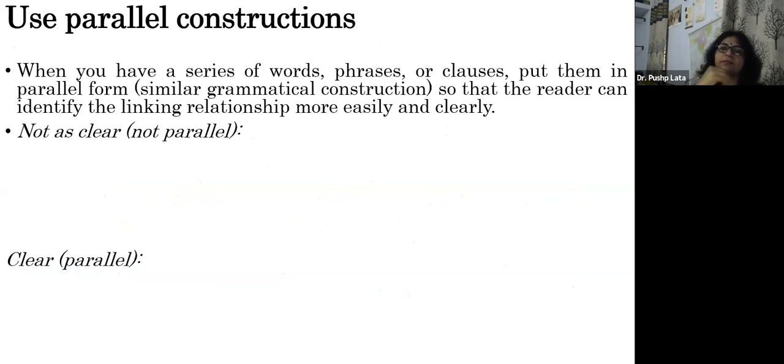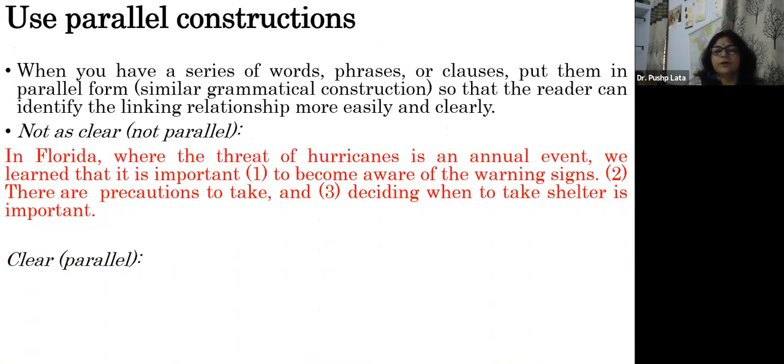Use parallel grammatical construction. You should not do it like this, that the first part of the sentence is in active voice and the second part of the sentence is in passive voice. Please do not do that. You need to have parallel grammatical construction. Now here is an example. In Florida, where the threat of hurricane is an annual event, we learned that it is important: one, to become aware of the warning signs; two, there are precautions to take; and three, deciding when to take shelter is important.